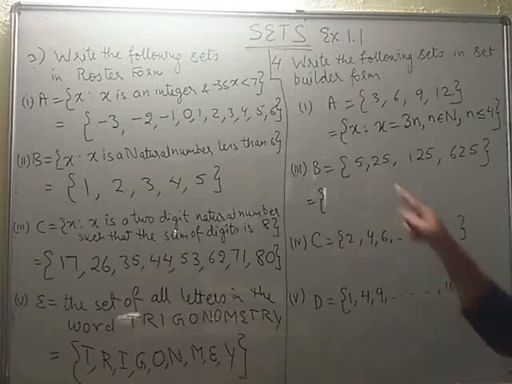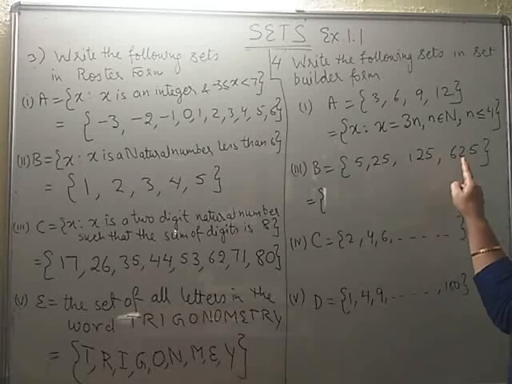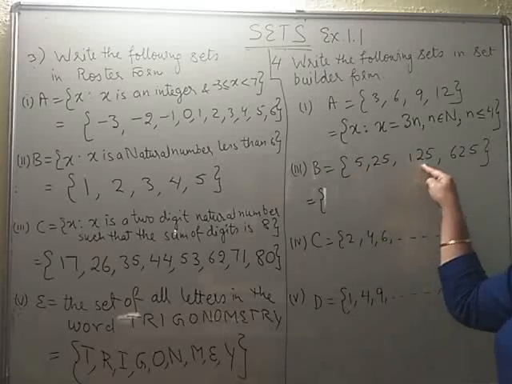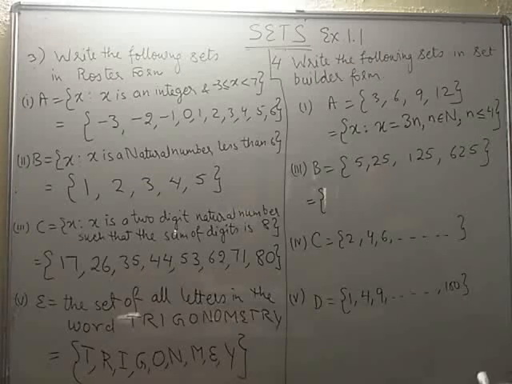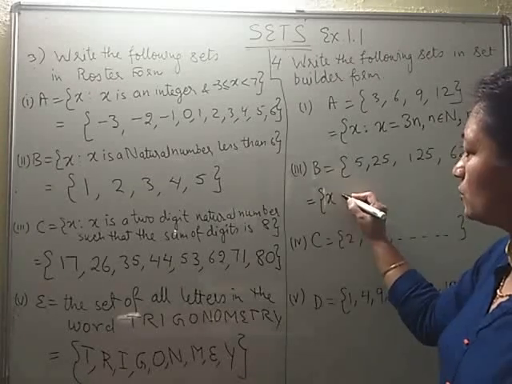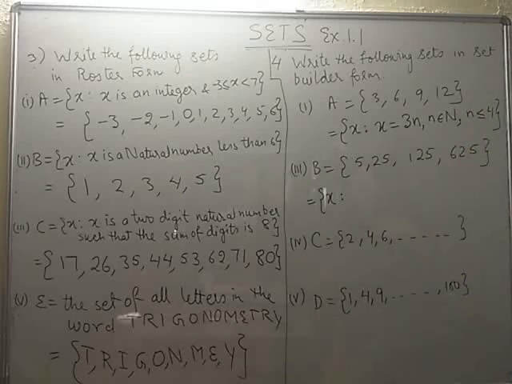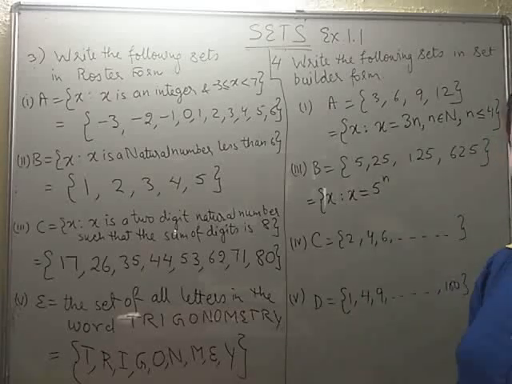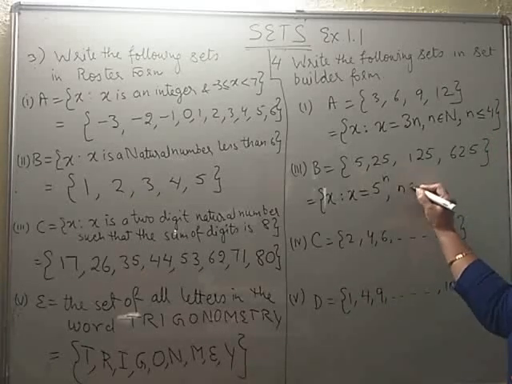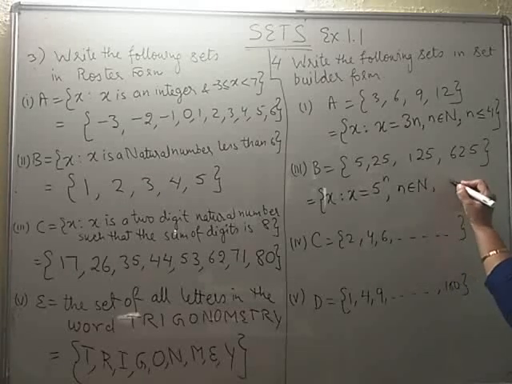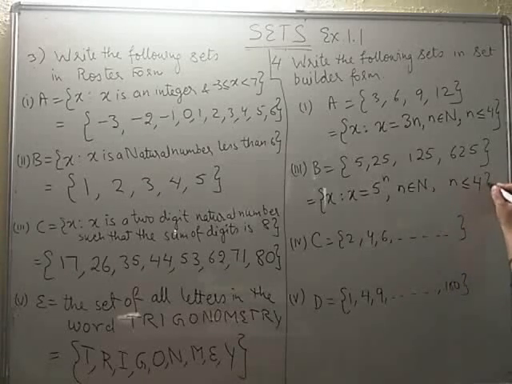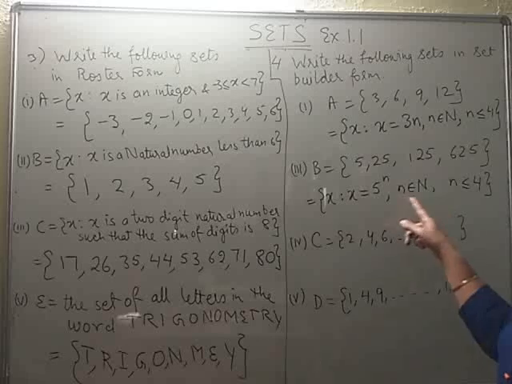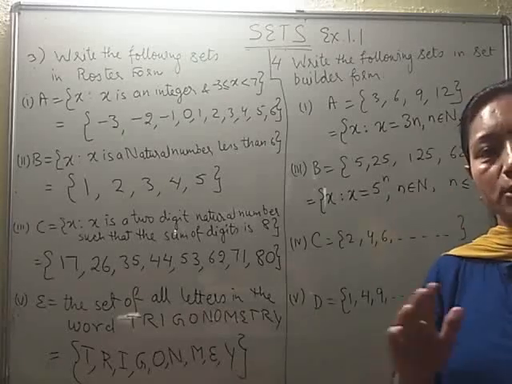Look at the elements of B. These are higher powers of 5. This is 5 raised to the power 1, 5 raised to the power 2, 5 with the exponent 3, 5 with the exponent 4. So we can define it. Now we can say the elements of B are denoted by variable X, where X is of what type? 5 to the power N. What is the nature of N? N is a natural number and it is less than equal to 4 again. We don't have to tell it is greater than or greater than equal to, because we know when it is a natural number, its smallest value is 1.